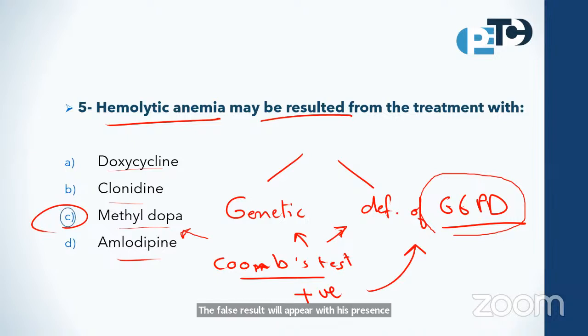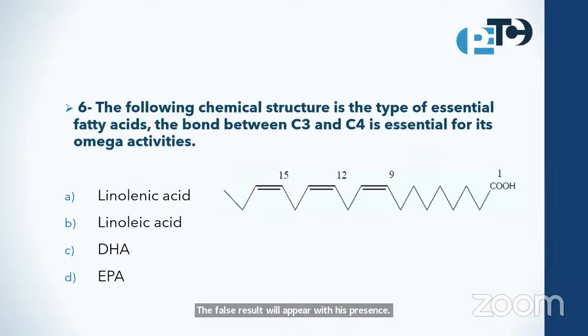Let's see the next one. Again, there is a structure, but the structure here appears to be a fatty acid, because here we have a carboxylic group and a long chain, either a fatty acid or one of the prostaglandins. Both are of similar or related structures. So here it is a fatty acid.